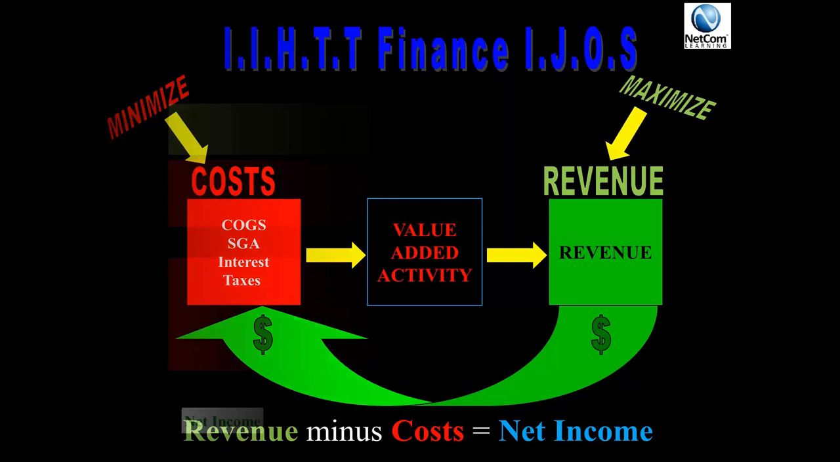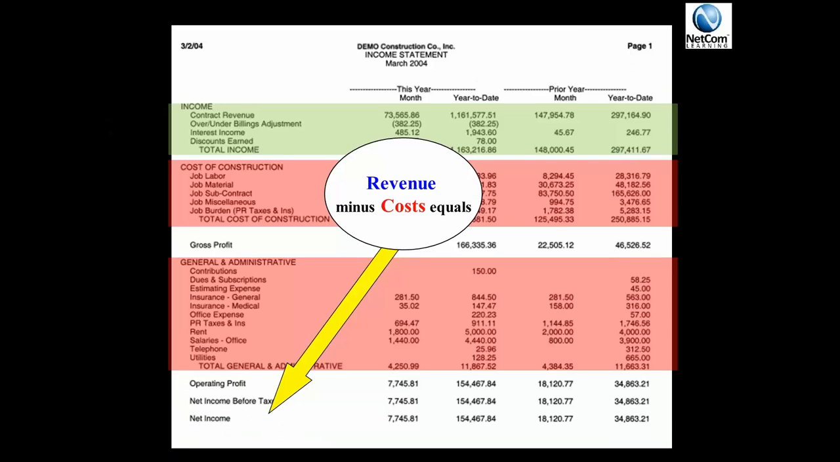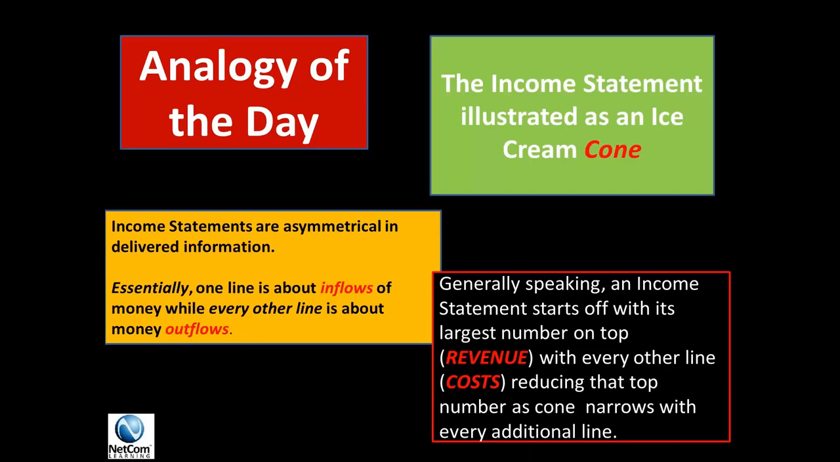So when we return to our original income statement that we saw in the previous slide, we're looking at the same colors. Again, green minus red equals the net income. This is the true essence of any income statement. Now, the analogy that we use is that an income statement can be thought of as an ice cream cone, and we're referring to the shape of the cone.